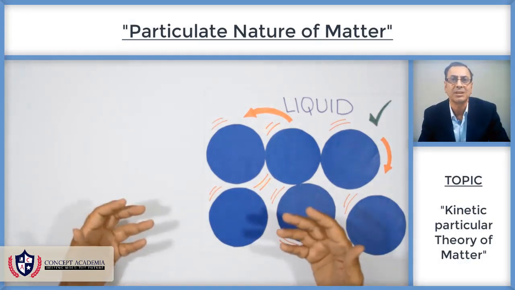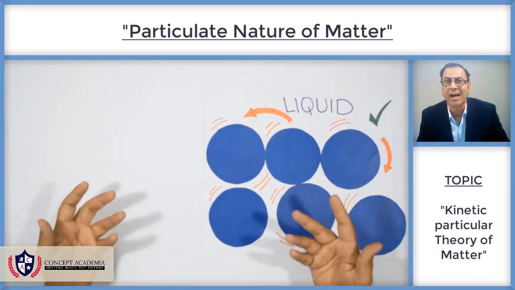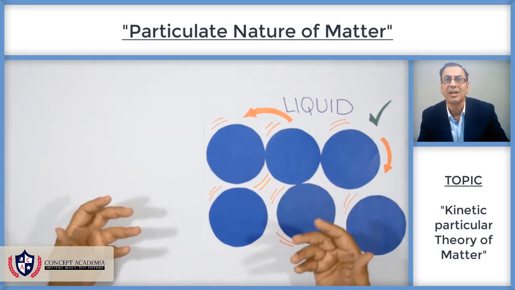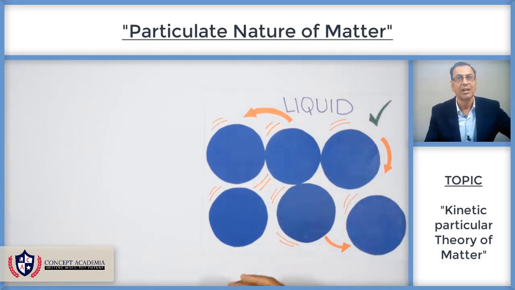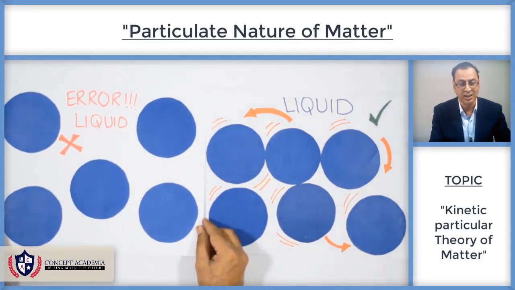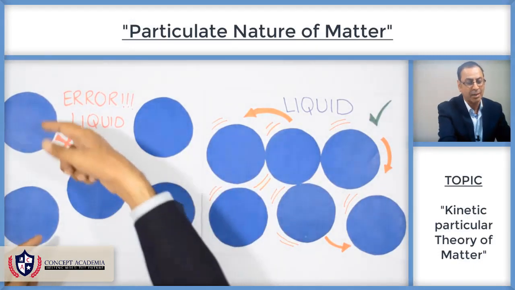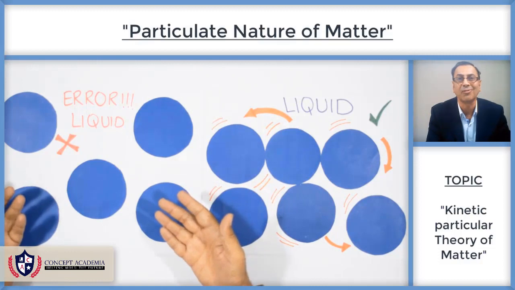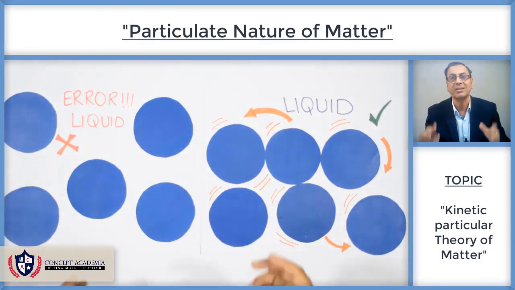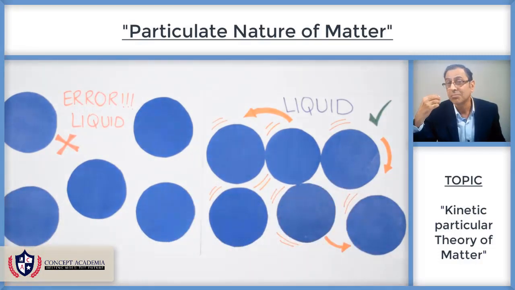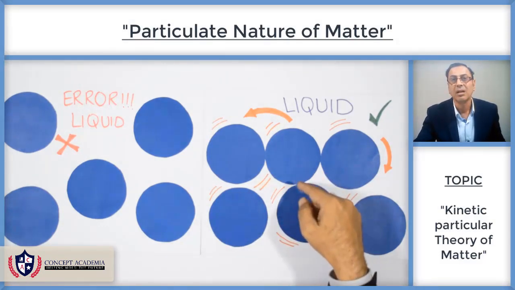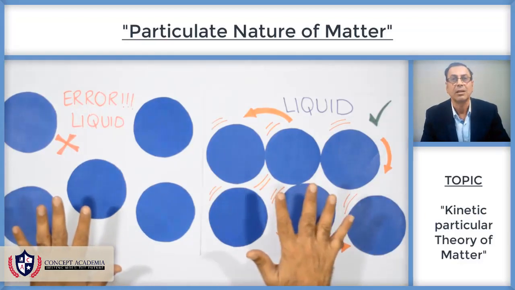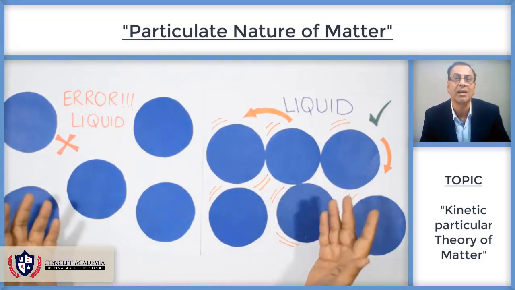But sometimes students think that there is a well separation in the particles of liquids. For example, if they draw it this way, they show complete separation in the particles of the liquid. This is wrong. This is a wrong model of liquid. Many of the liquid particles touch one another. This is one thing we should take care of.